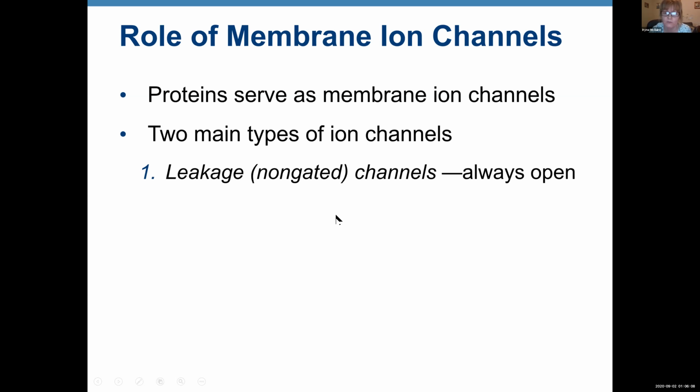So we have two types of ion channels: leakage channels, or non-gated. Leakage means something leaking right through this channel, so they are always open. Now what's leaking? Ions, right? So ions leak through these leakage channels, and they are always open.